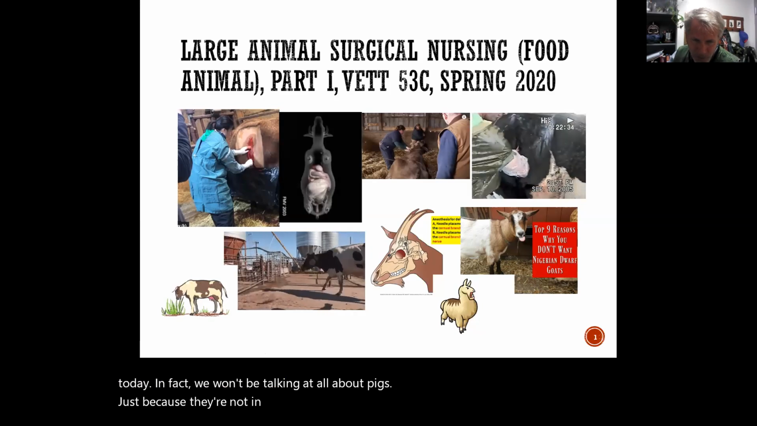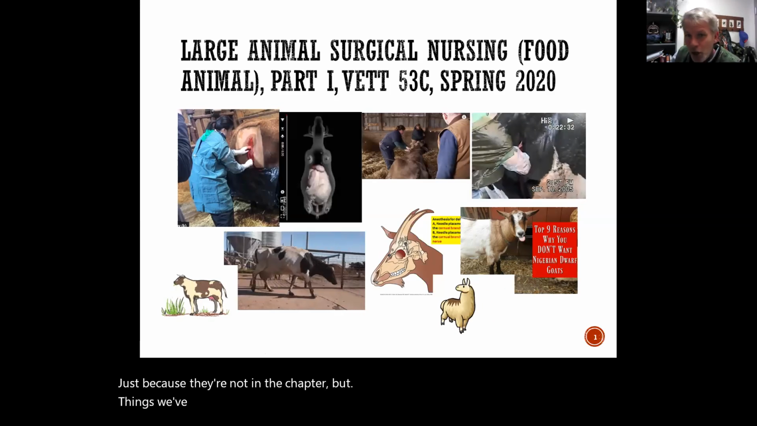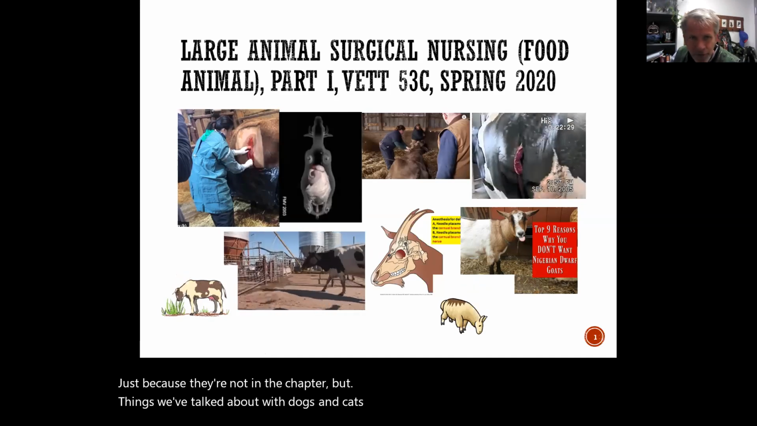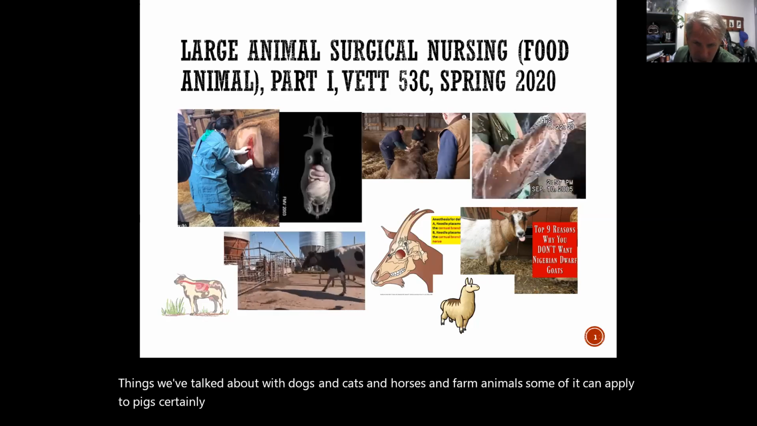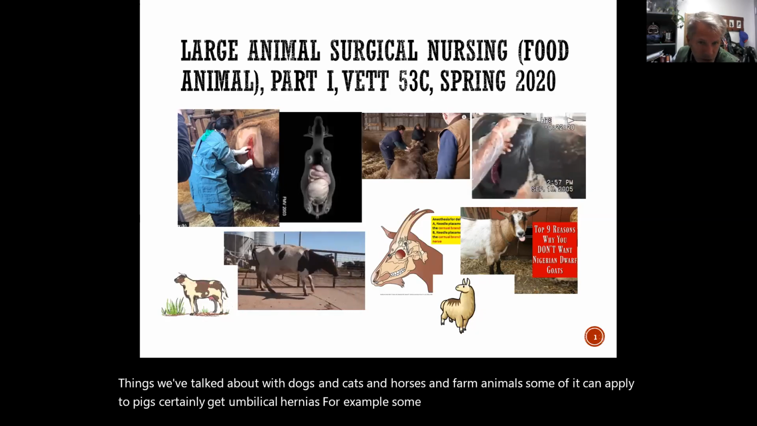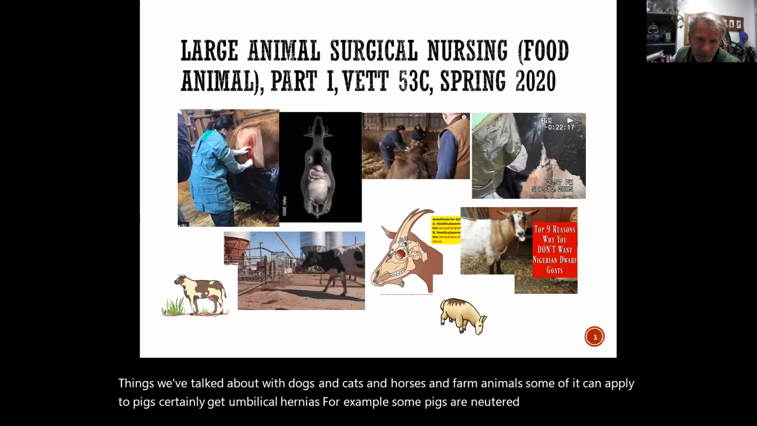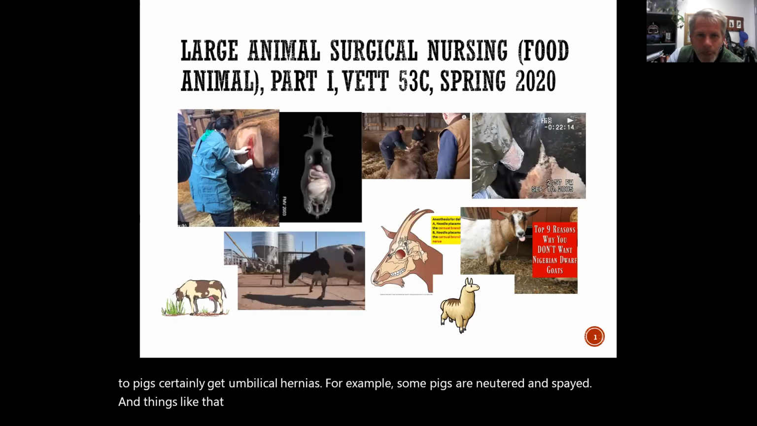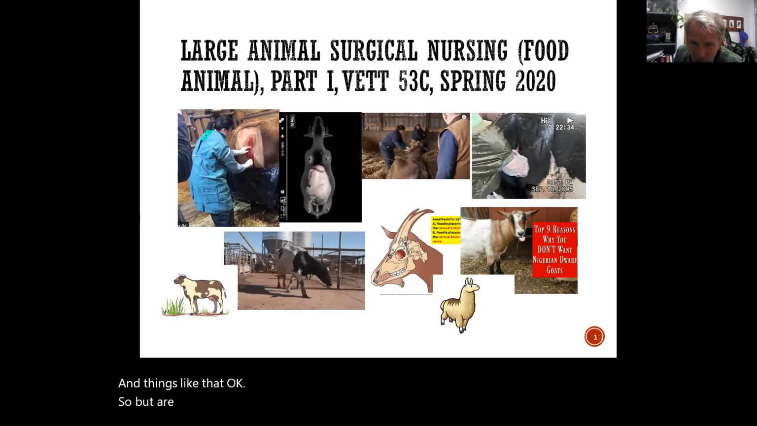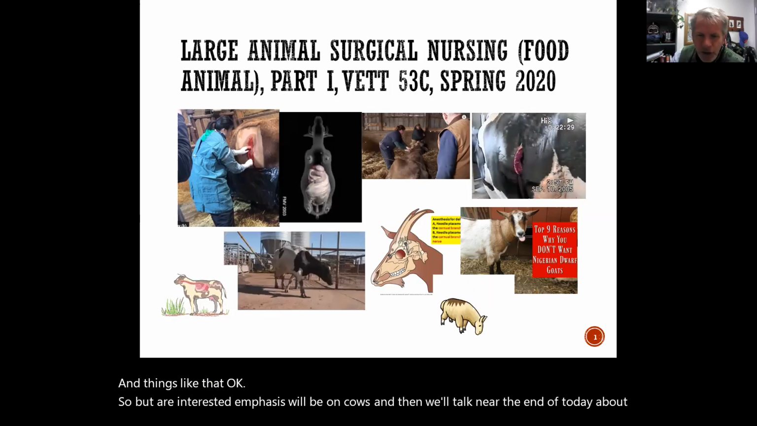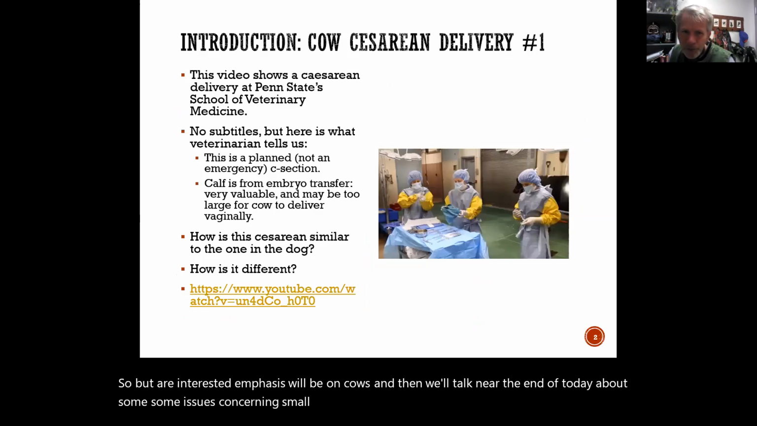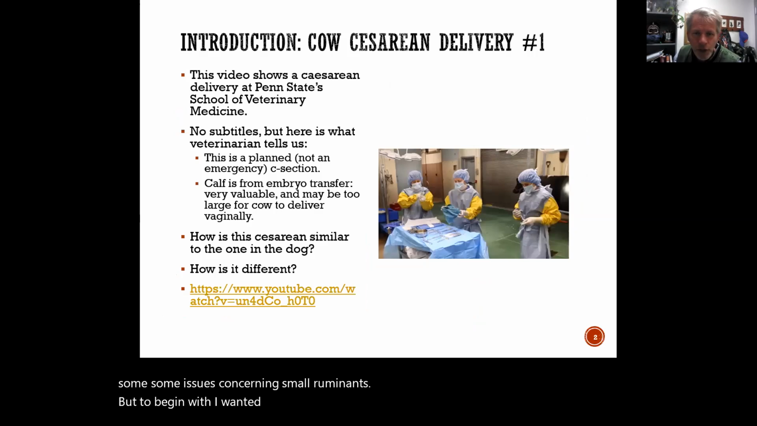But things we've talked about with dogs and cats and horses and farm animals, some of it can apply to pigs too. Pigs certainly get umbilical hernias, for example, and some pigs are neutered and spayed and things like that. Okay, but our emphasis will be on cows, and then we'll talk near the end of today about some issues with small ruminants. But to begin with, I wanted to show you two cesarean sections performed in two different cows.